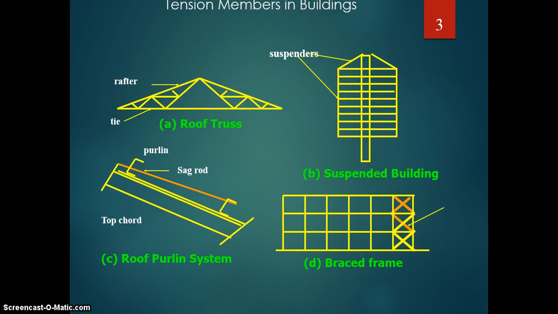And last is the braced frames. In the case of multi-storey structures or industrial structures, you provide bracing systems to predominantly carry the wind loads coming on the structures. In that case, the bracing members are designed as tension members. These are some practical examples of tension members in buildings.